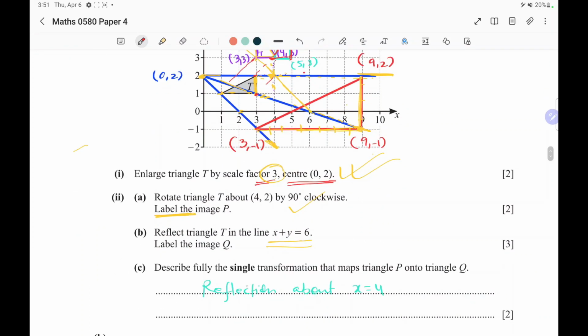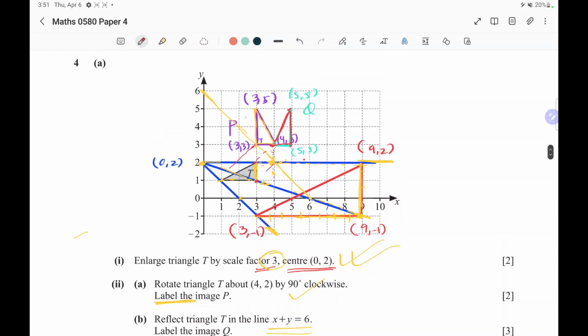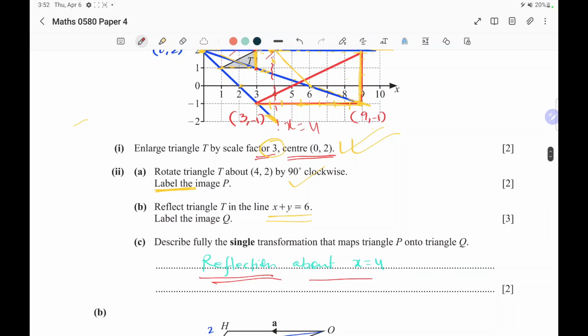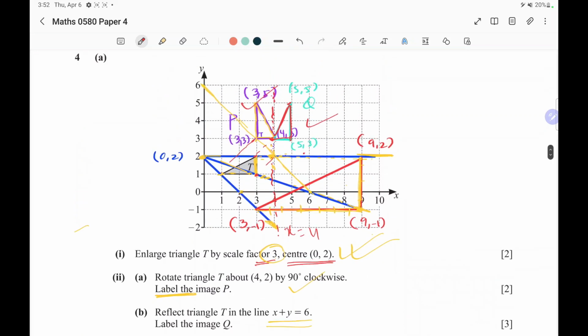Now that says describe fully single transformation that maps triangle P onto triangle Q. So this is P and this is Q. We can easily figure out this is just a reflection with respect to x is equal to 4, right? So this is just a reflection about x is equal to 4.